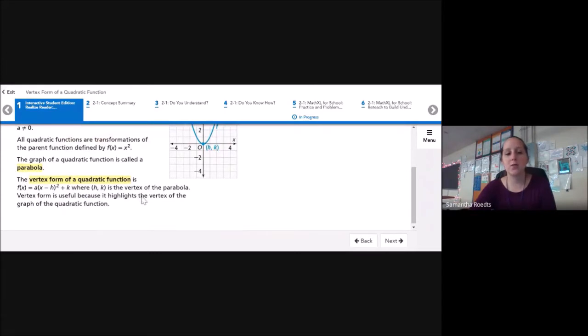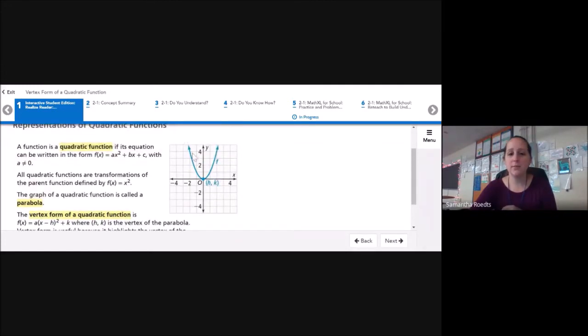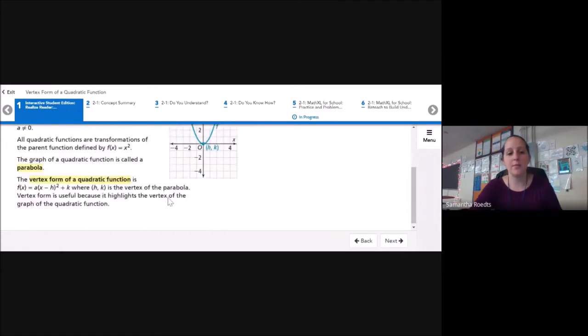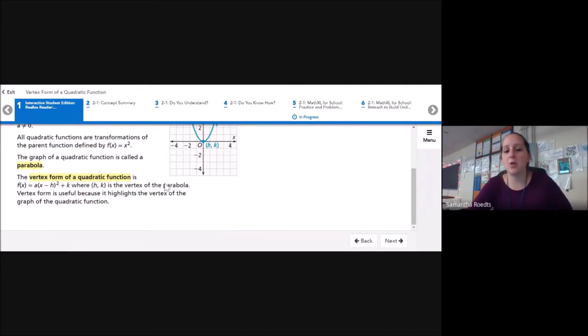Okay? The vertex form of a quadratic function is f of x equals a times the quantity x minus h squared plus k, where (h, k) is the vertex of the parabola. So in this case, this is x squared. My vertex is (0, 0). So when I write this, I would have a times x minus 0 squared plus 0. Okay. It's useful because it highlights the vertex of the graph of the quadratic function.